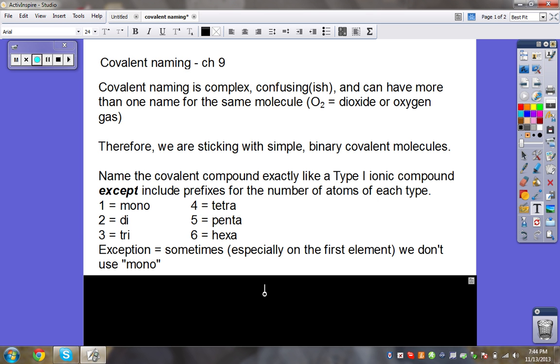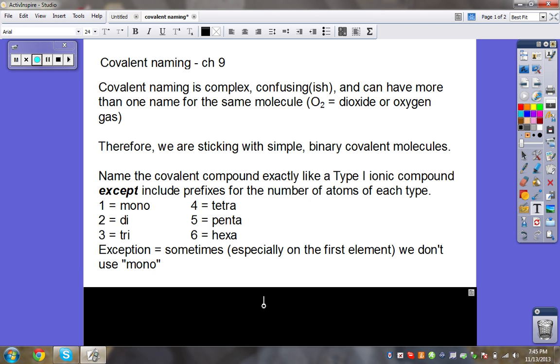There is an exception. Sometimes, especially on the first element, we don't use mono. So for example, CO2, carbon dioxide that we're all familiar with, we don't say monocarbon dioxide, we just say carbon dioxide, and we know that there's only one carbon. CO, carbon monoxide, notice we put the mono on the second element but not on the first. If on a test you were to say monocarbon monoxide or monocarbon dioxide, I certainly wouldn't mark it wrong if you forget that little exception.